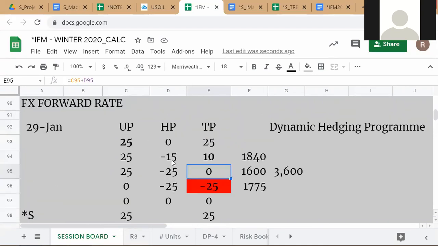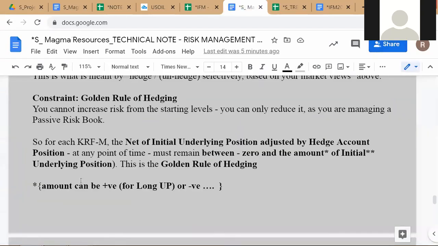This is all fine. And if you notice the language here, between zero and the amount of initial underlying position, amount can be positive for long underlying position or negative for short underlying position, okay? But the main point you understand, if you can understand it with the long side, it's easier to understand, I think. Then you understand with the long side, then you'll understand the golden rule of hedging for the short side. Because in the case of Aussie, your position is short actually. Your UP is short. Okay, so I'll just quickly wrap up. I don't want to cut down your time in the next. For short UP, the amount can be negative.